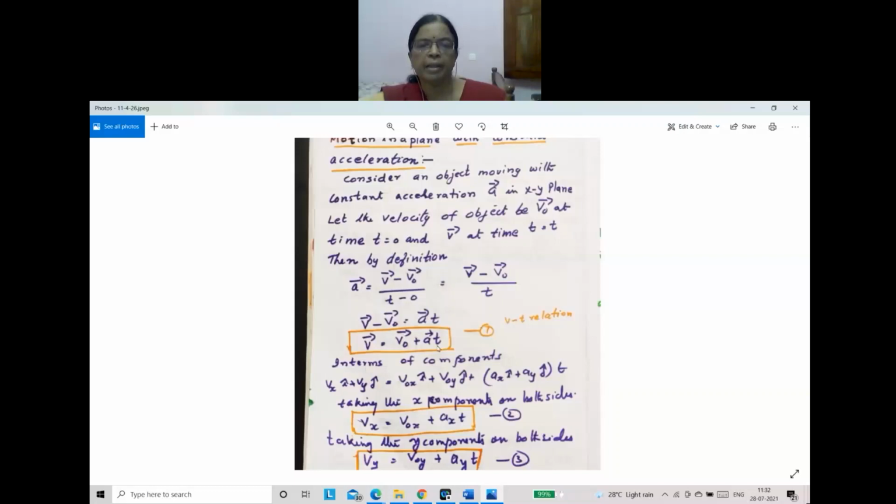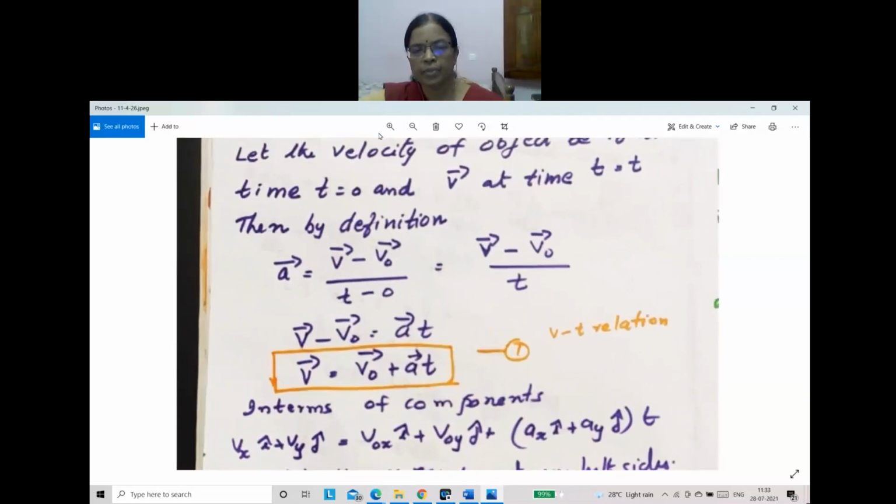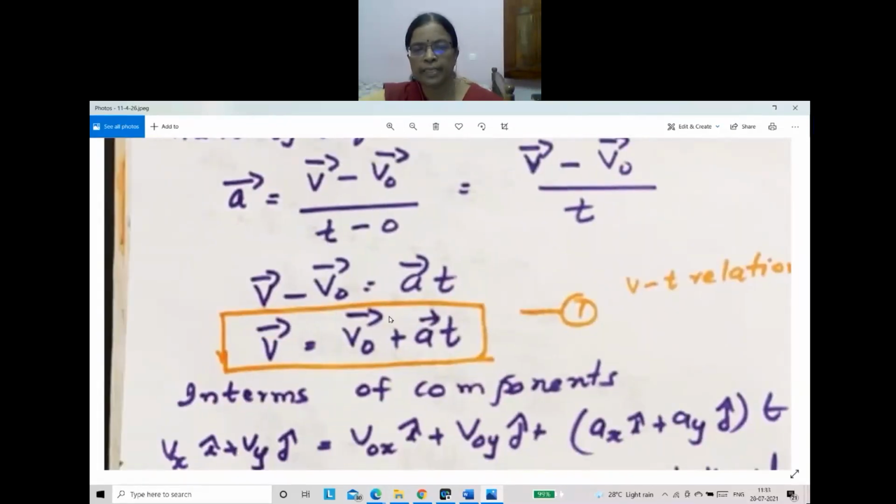This equation, vector V equal to V0 plus AT, we have studied. But when we study motion in a plane, what is the difference? We have to express it in component form. Final velocity vector V equal to initial velocity vector plus acceleration vector into time, V equal to V0 plus AT. We just put the vector symbol over the vector quantities.